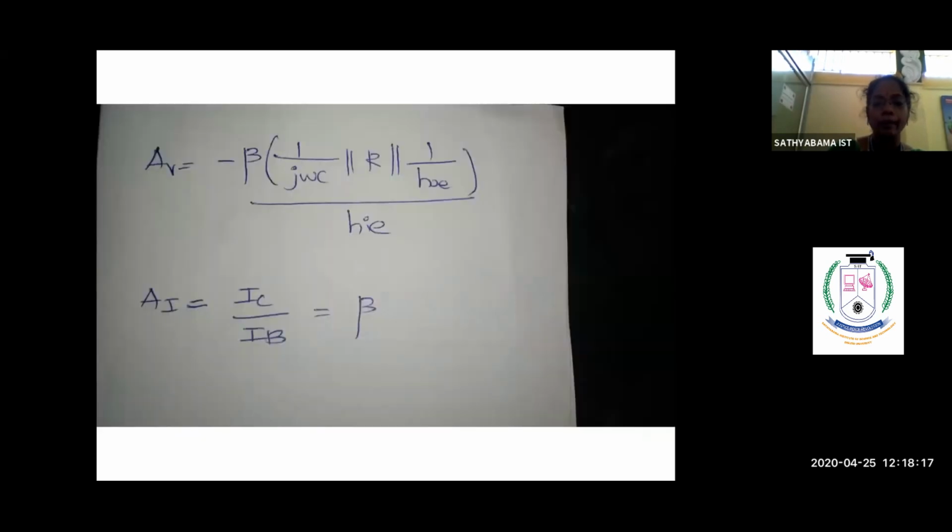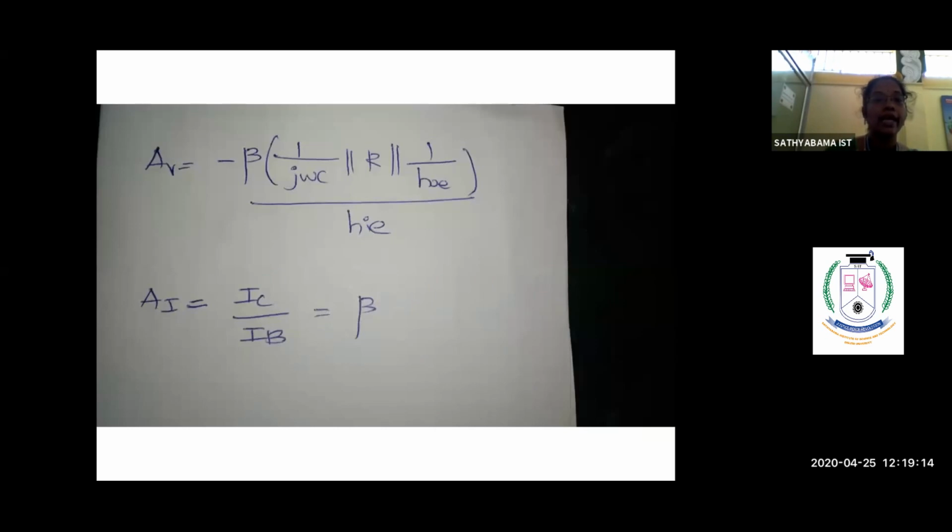What are the general parameters of the hybrid model? We have the input impedance, output impedance, voltage gain, and current gain. What is meant by input impedance? The ratio of input voltage and input current is called input impedance. Here the input voltage is VI and the input current is IB. Using Ohm's law, VI is equal to IB into HIE, divided by the input current IB, so your ZI value is simply HIE.